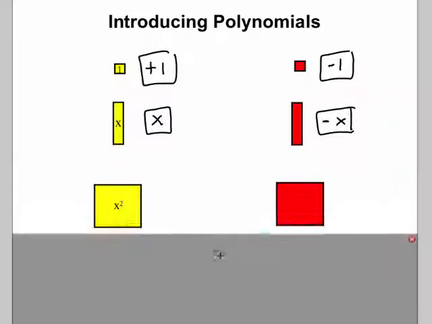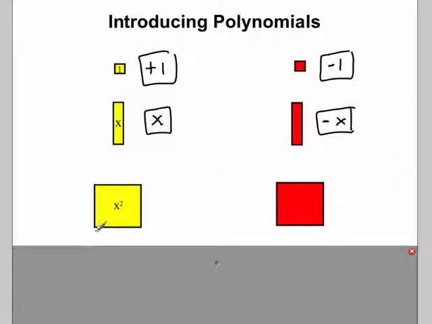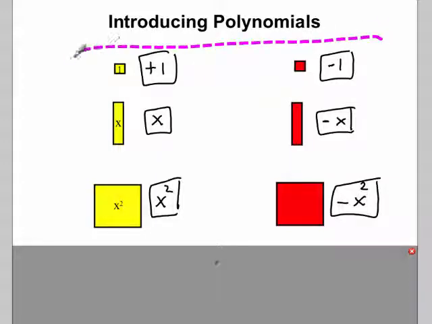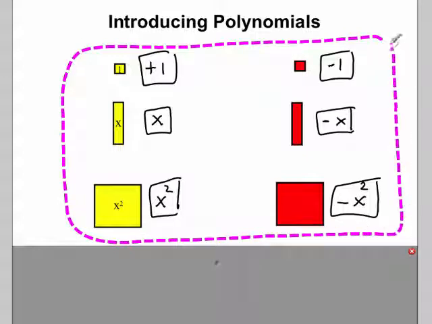And one more we're going to use. A square that measures x units by x units, and so its area is x squared. A positive x squared block is shown here, and a negative x squared block in red is shown here. These are all called algebra tiles, and we're going to use them to visualize algebraic expressions and help us understand how we can work with them.